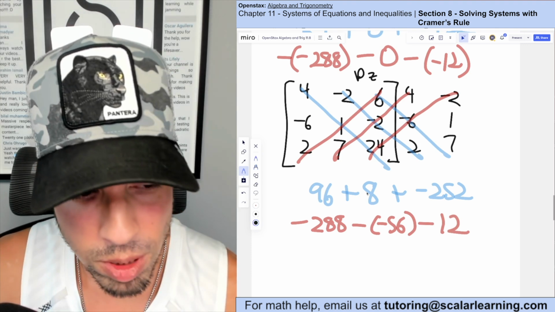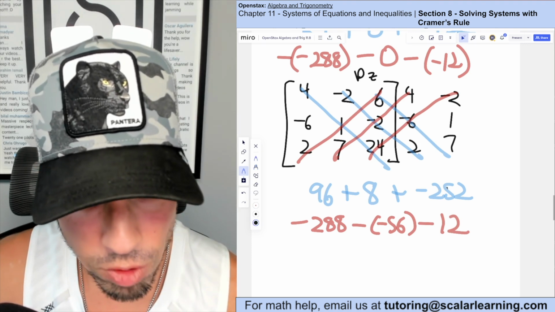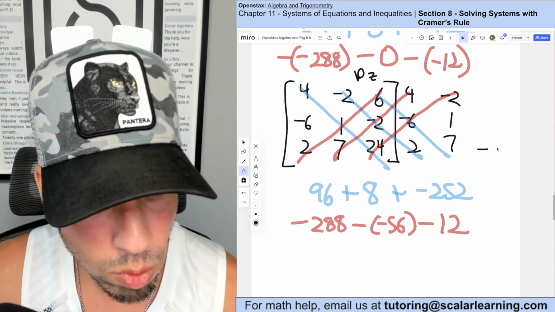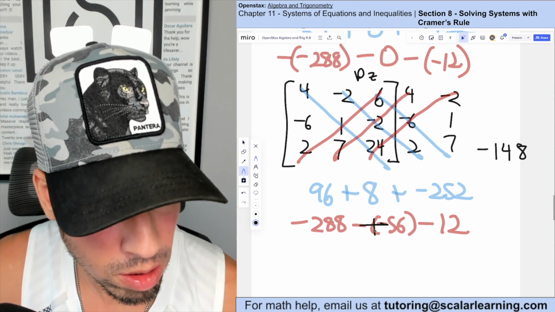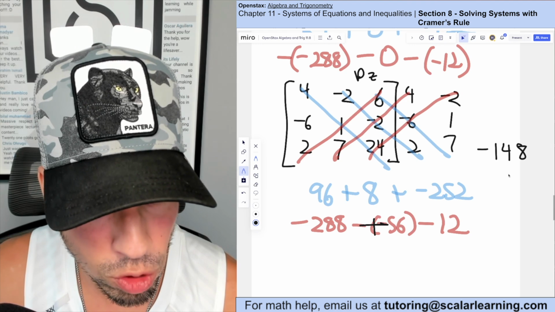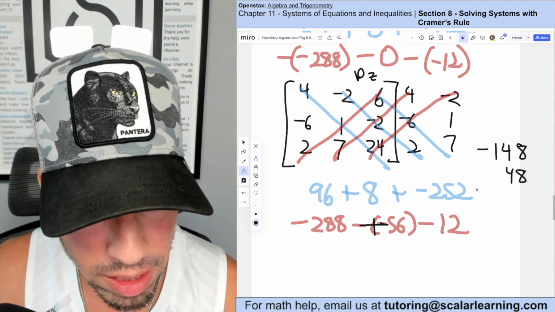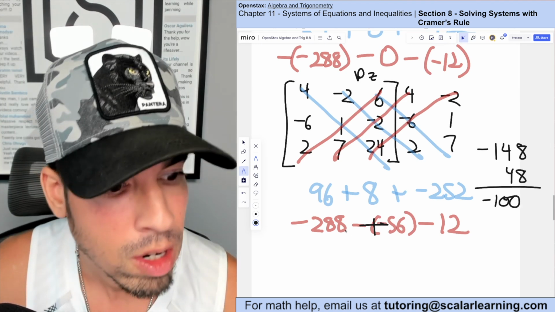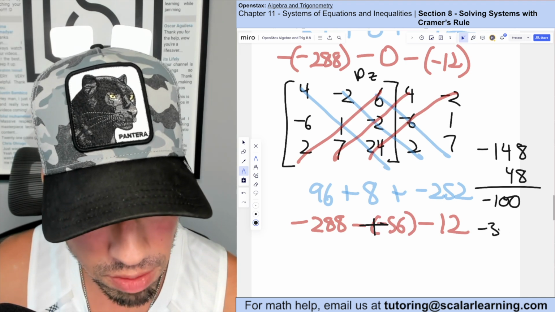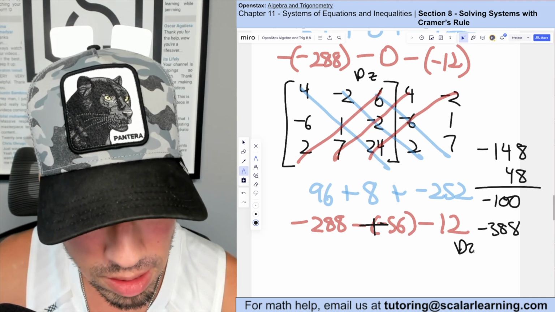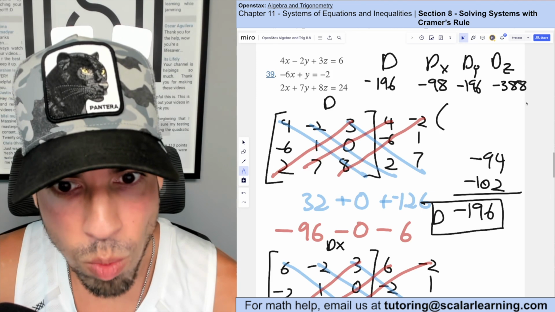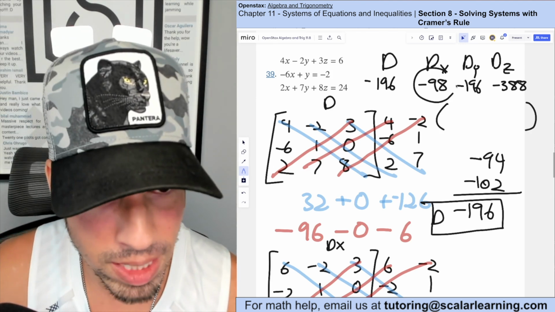Then we have 96 plus 8 is 104 plus negative 252 is negative 148. This becomes a plus, and then we got 56 minus 12 is positive 48. That's going to be negative 100. Plus negative 288 is negative 388. So there's my dz.